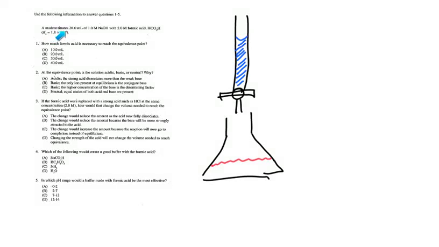Number 1, a student titrates 20 milliliters of 1 molar NaOH with 2 molar formic acid. So before we do the questions, which apply to the next 5, let's remind ourselves of language. If you're titrating the NaOH with formic acid, usually that means the NaOH is down here and the formic acid is in the burette. So, like that.